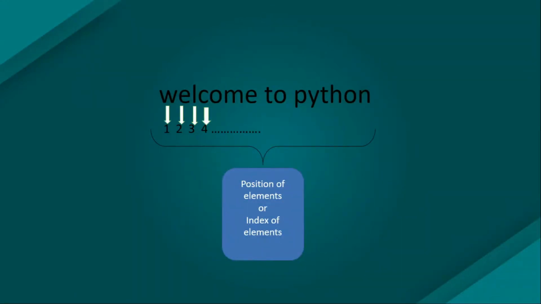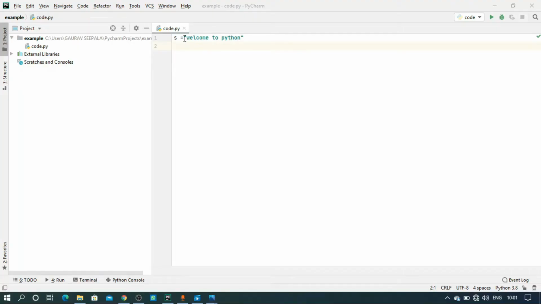And now indexing in a string is called string indexing. In Python, indexing starts from 0, so W is at the 0th position, E is at first, L is at second and so on. Even the blank spaces, comma and full stop also have index values.